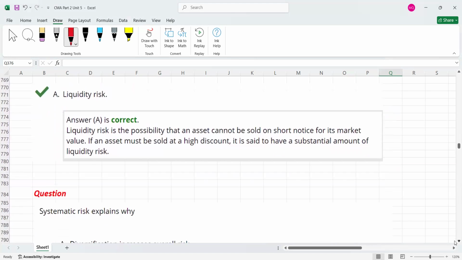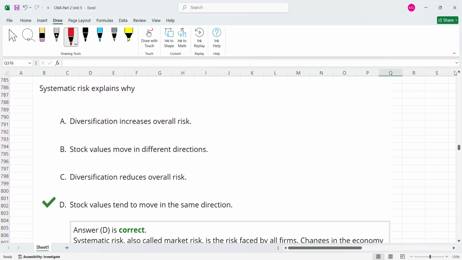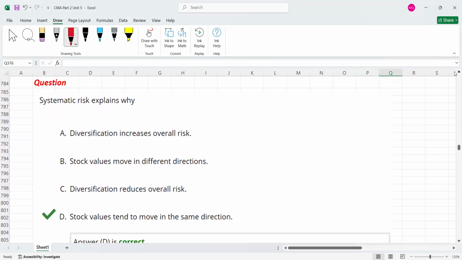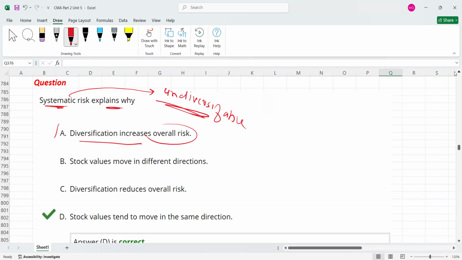We have another risk question. Systematic risk explains, okay, this is really important. Systematic risk is undiversifiable. You cannot diversify. So first, it says systematic risk explains why diversification increases overall risk. No, diversification doesn't increase risk, it actually decreases it. But systematic risk cannot be diversified, so there is no question about diversification here under systematic risk. So it's incorrect.